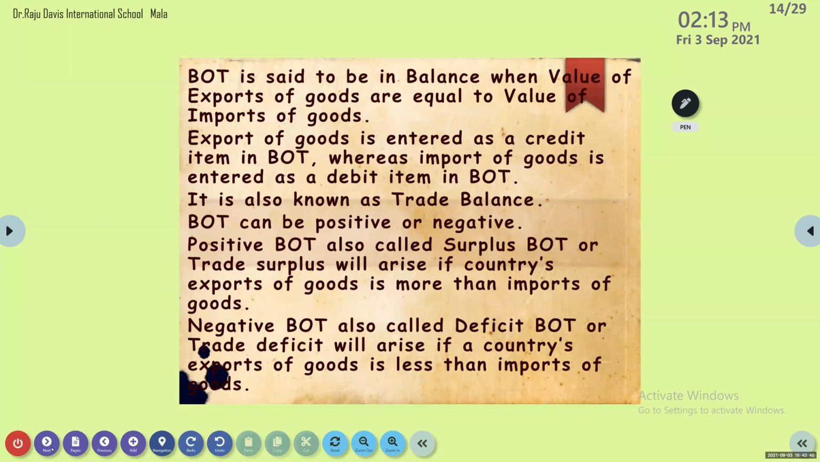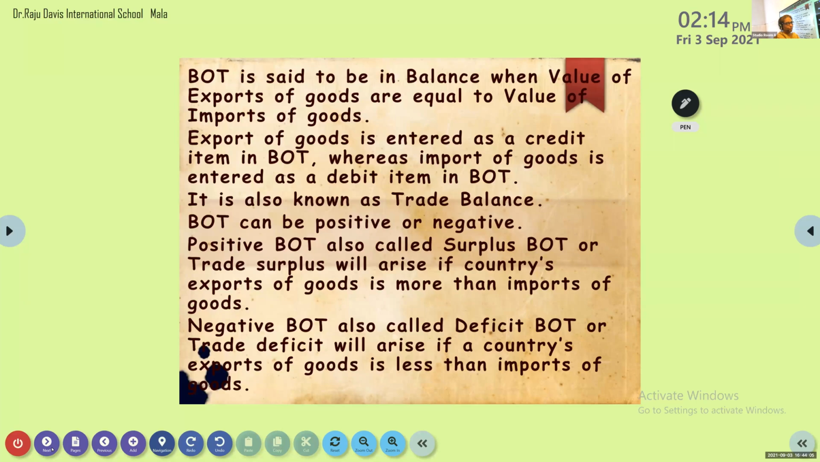Ma'am, when exports of goods are into credit items. See, deficit balance of trade means what? We are in deficit, we are in less. So, when will it be? When our balance of trade is in deficit. When is it in surplus? I told you. When will it be in surplus?